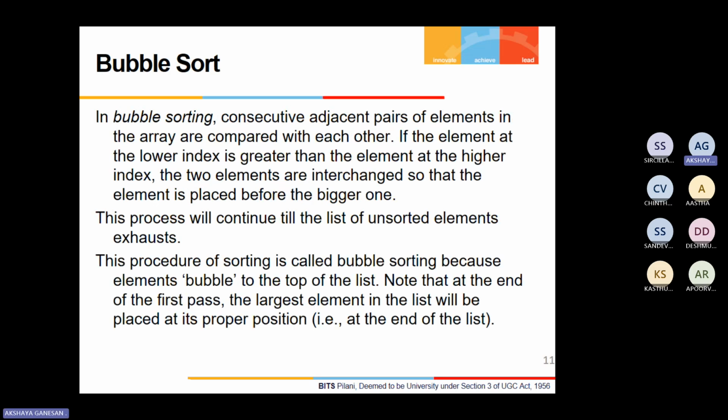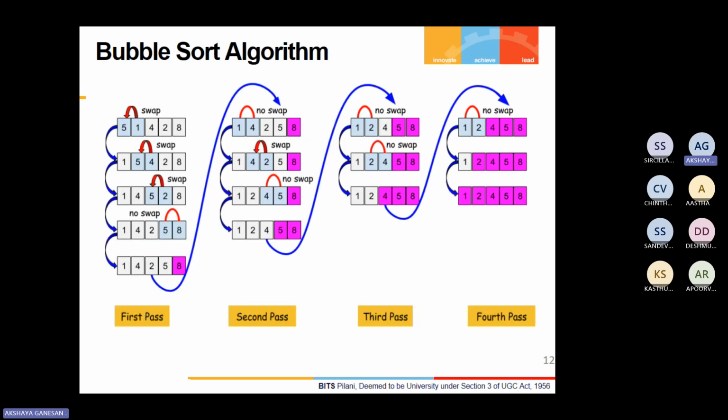Consecutive adjacent pairs of elements are compared. If the element at the lower index is greater, you will swap it. And the process will continue until you reach the end. And you will repeat this procedure because elements bubble to the top of the list. One pass is one pass throughout the entire array. You will see that the last element goes into its position. So the next pass you will do only for n minus 1 elements. That is why you call it a bubble. I will show the animation.